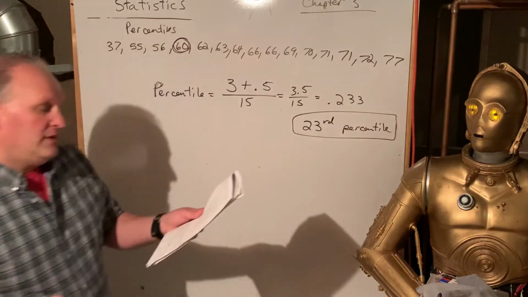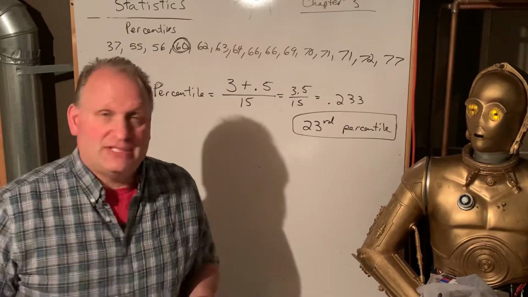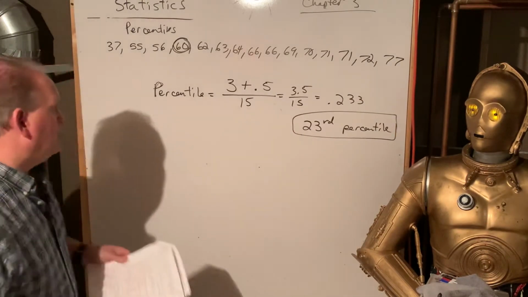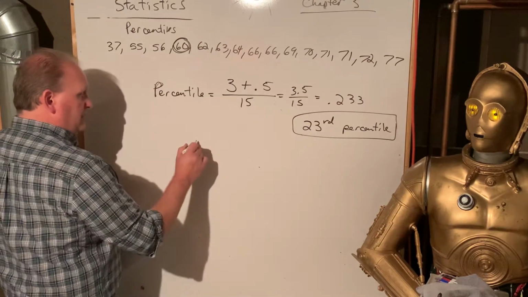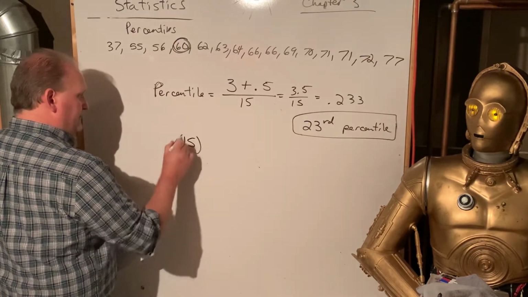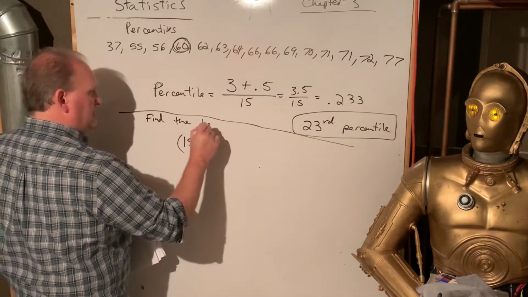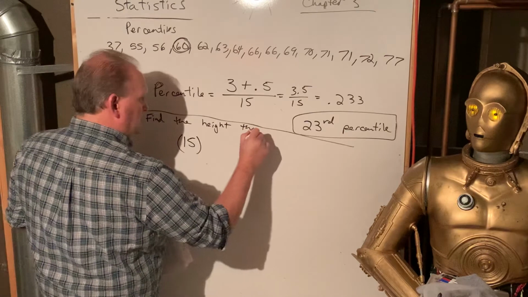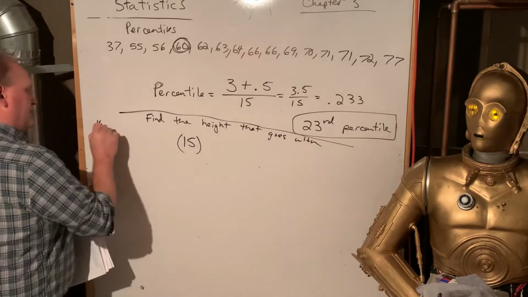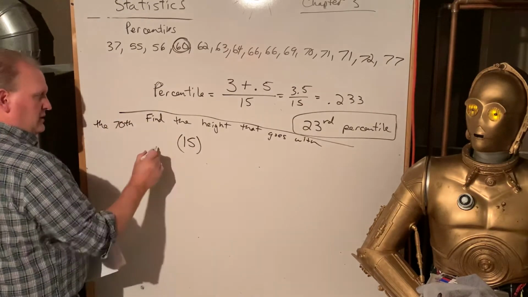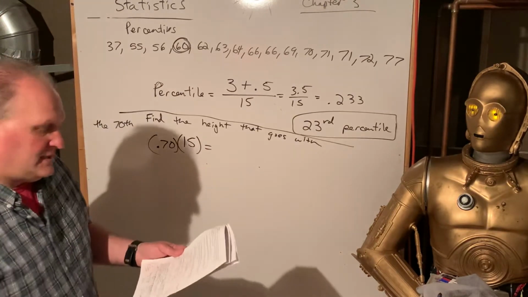All right. What if they go the other way? What if they say, how tall do you have to be in the 70th percentile out of this sample? So for the 70th percentile, we find the height that goes with the 70th percentile. So what we're going to do is take 0.70 and multiply that by 15. That is 10.5.